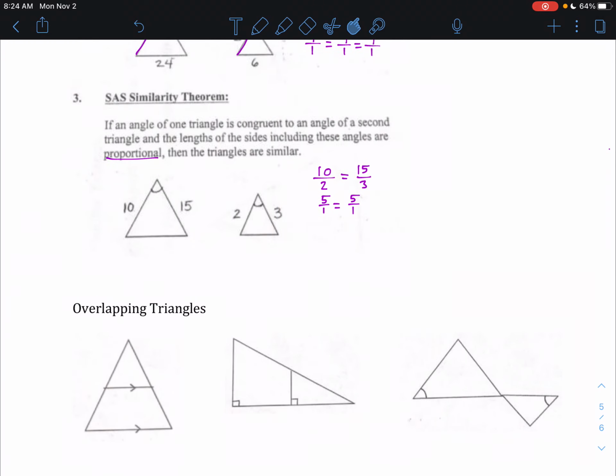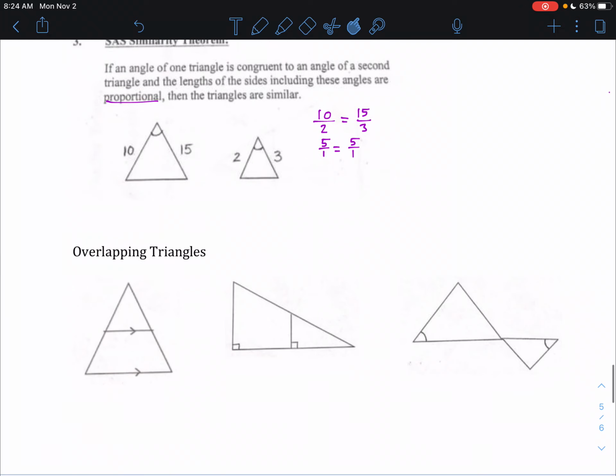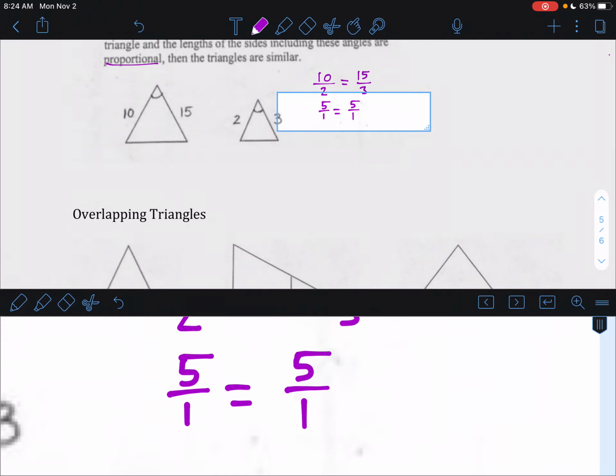So there we go. Again, SAS and SSS, the only difference between the similarity theorems and the congruence theorems is that the sides have to be proportional, not congruent for similarity. The angles are always going to be congruent.